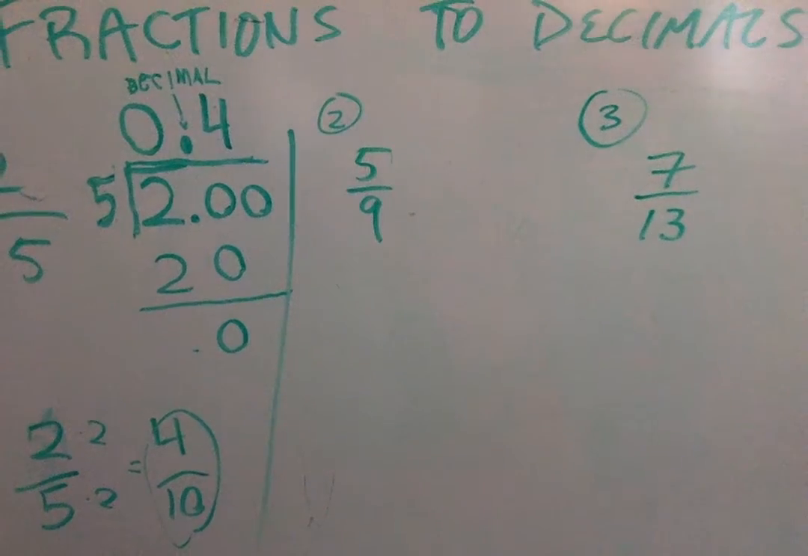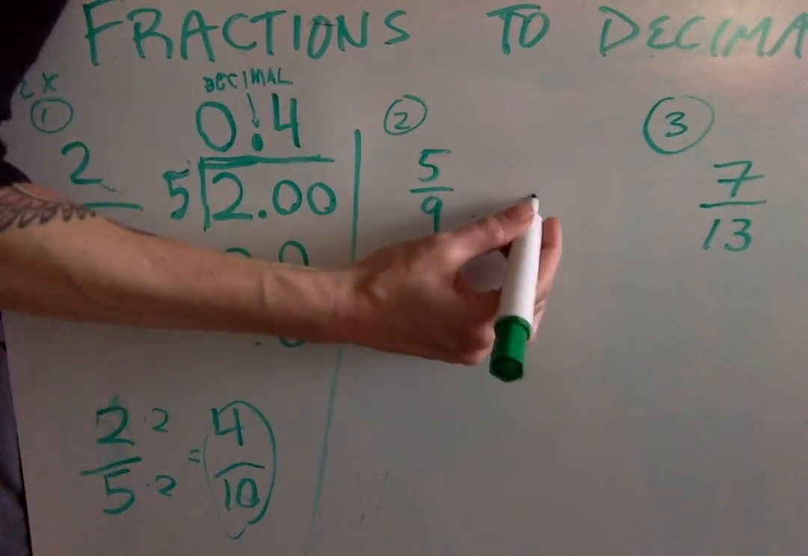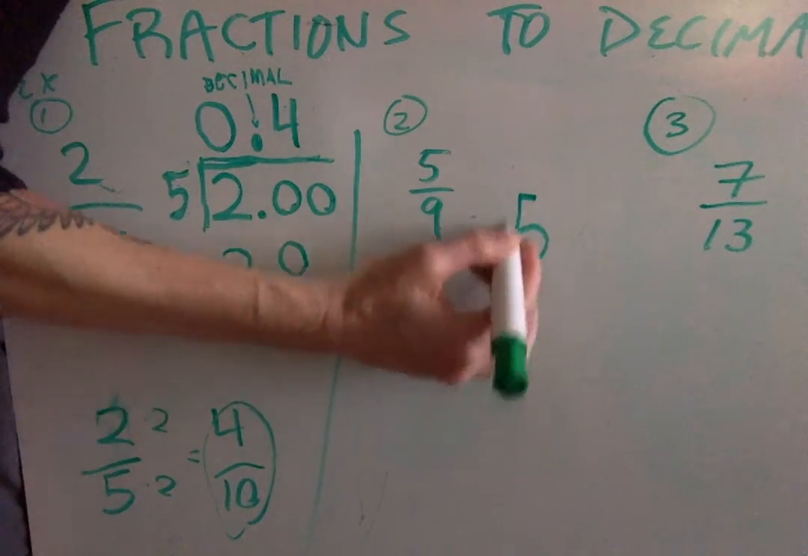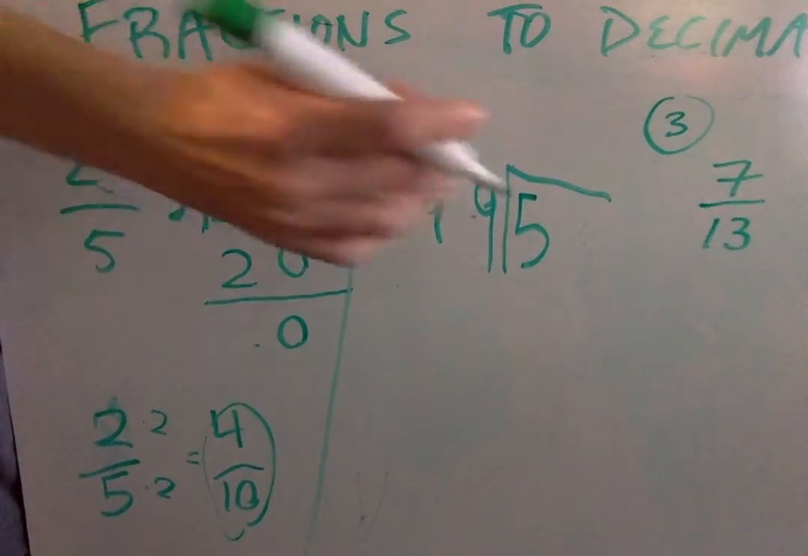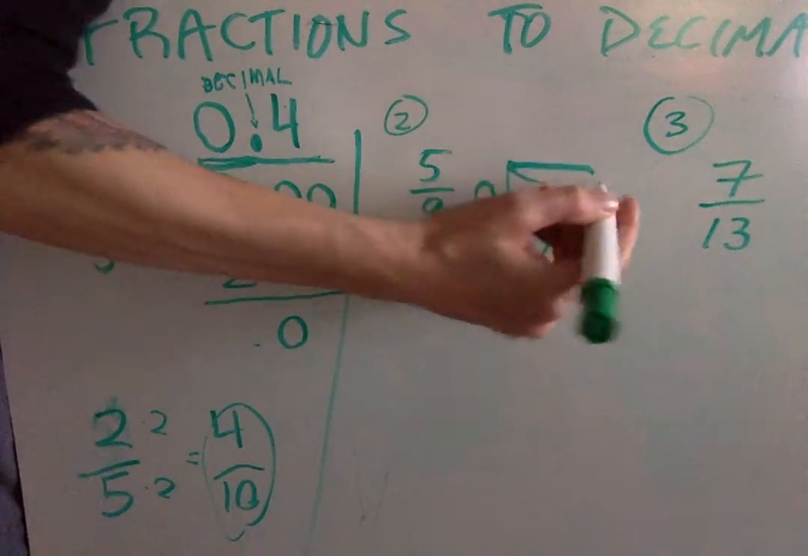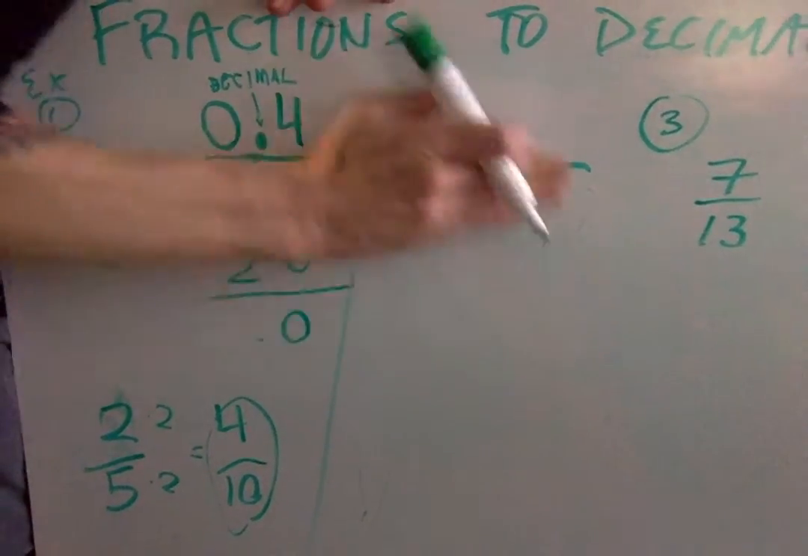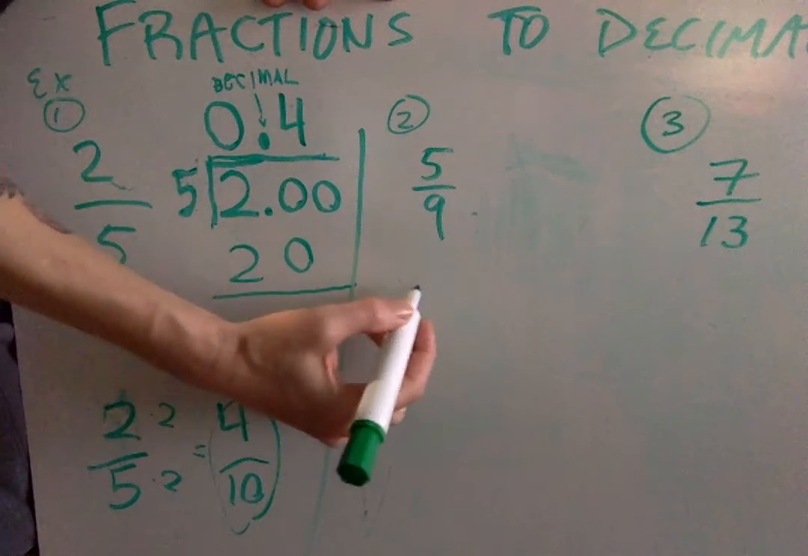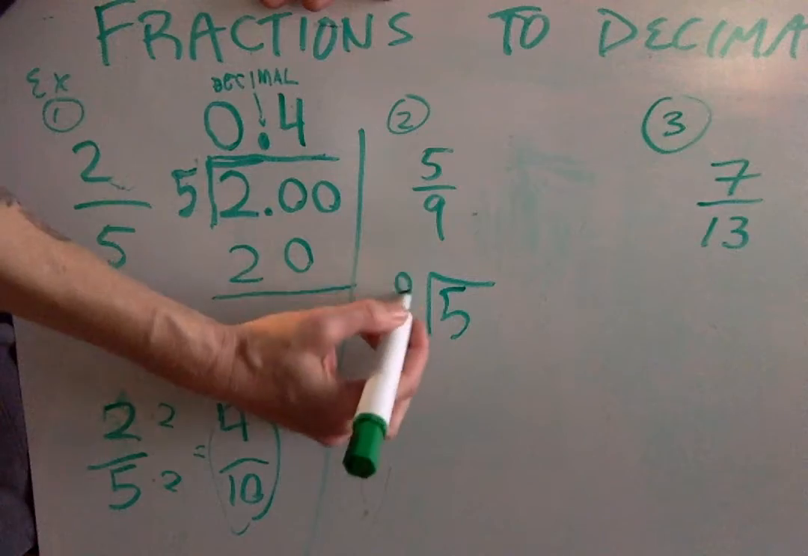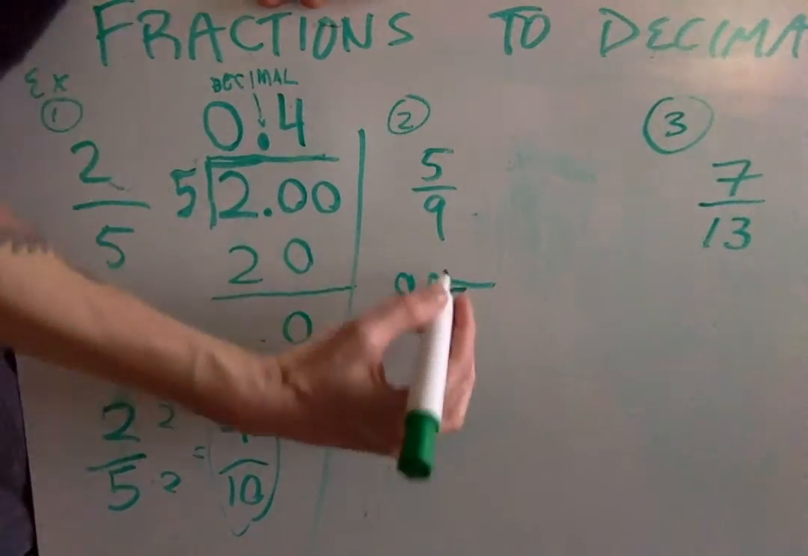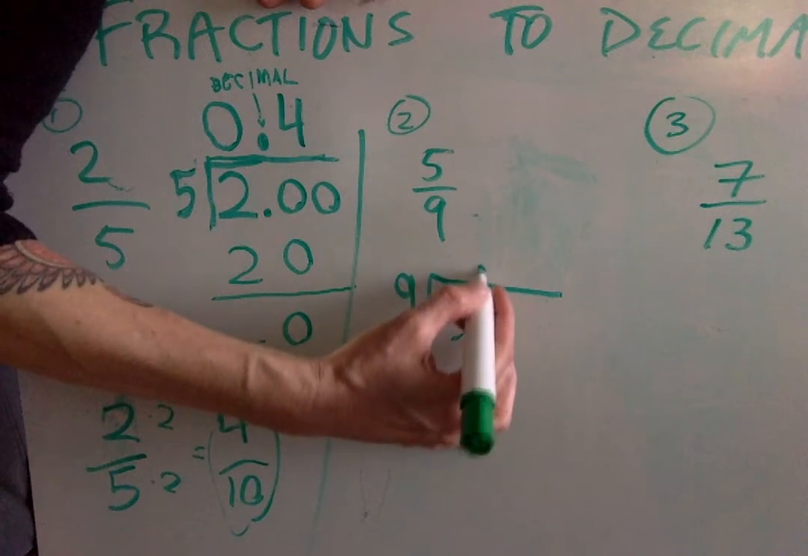5/9. All right? We're going to set it up the same way. 5 is being divided by 9. This is slanty, but I can't let it get too far away. Actually, I'm going to put it below. Sorry. So 5 is being divided by 9. Okay? And same thing. I'm going to extend this. I'm going to put the decimal there, right above. Okay?